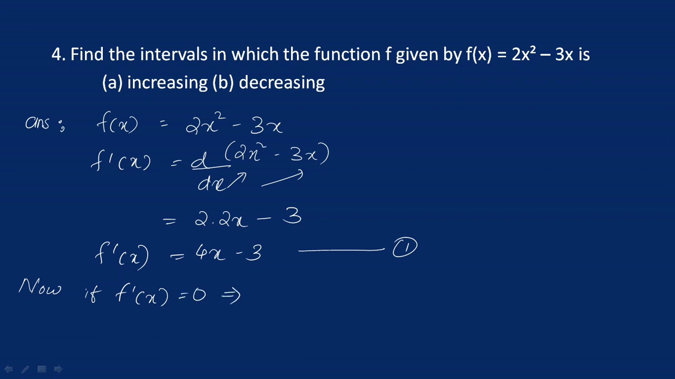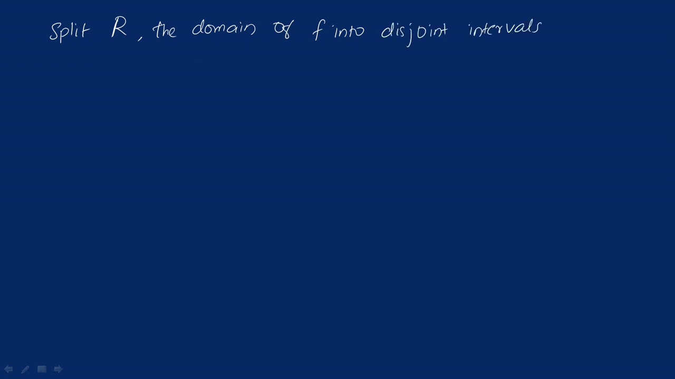If f dash of x is equal to 0, we want to find the intervals, right? So we have 4x minus 3 is equal to 0, or x is equal to 3 by 4. Now split R, the domain of f, into disjoint intervals. For that, we will draw a line segment and mark the point 3 by 4 on it. So from minus infinity to 3 by 4, and 3 by 4 to plus infinity, it is divided into two parts now.